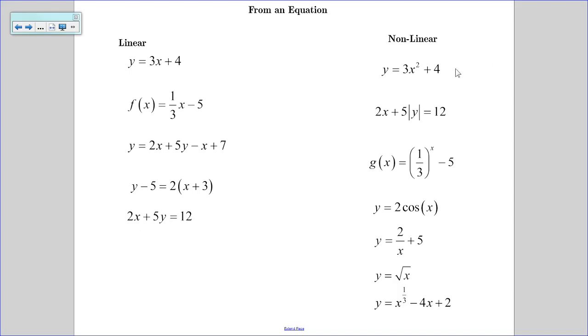Things can be nonlinear for a whole host of reasons. For example, x might be squared or raised to some other power aside from 1. One of the variables might be inside an absolute value. X might be in the exponent. We might have some other type of function altogether, like this one, which is y equals 2 times the cosine of x. We might have x in the denominator. We might have x in a square root. We might have x raised to a fractional power. All of those are going to be nonlinear.